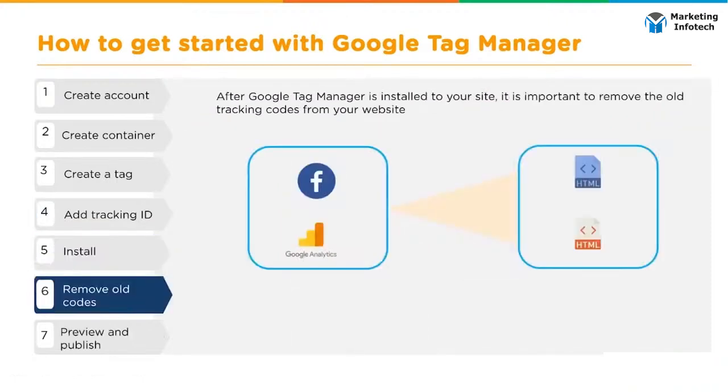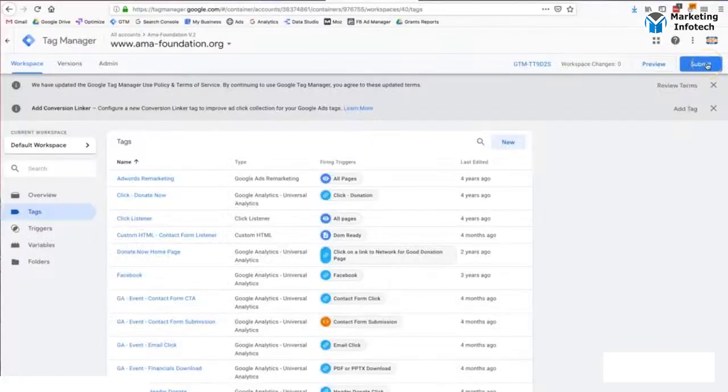And then once you've done that, then you're going to click submit. So when you click submit, you're basically saying, hey, I want this tag and trigger to go live now. And once you've done that, then Analytics is ready to go. And anytime somebody goes to your website on any page, Tag Manager is going to fire Google Analytics.